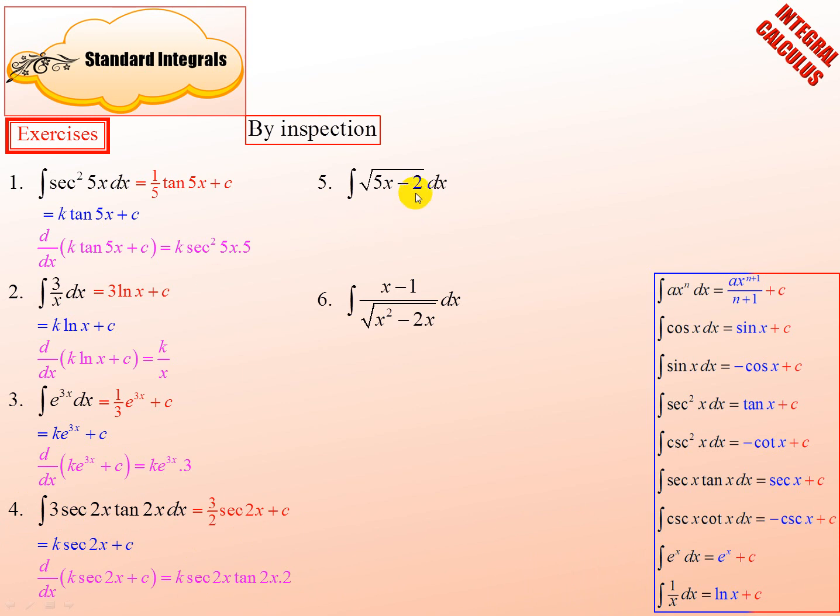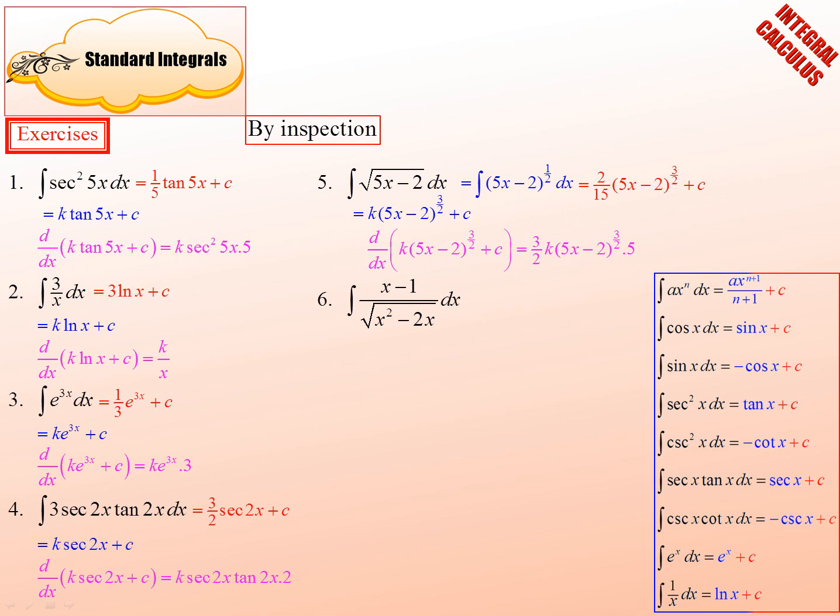5x minus 2 all to the half, which means 5x minus 2 to the 1 1/2, or 3 over 2. Differentiate, we get 3 over 2 k, 5x minus 2 to the 3 over 2, times 5 being the derivative of the inside, which means in effect 15k over 2 must equal 1. Which means k is 2/15. So there we are. There's our integral.